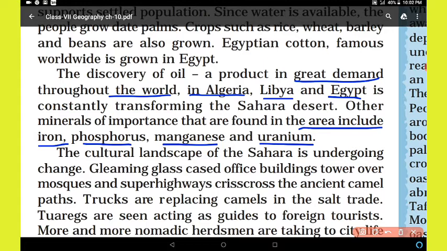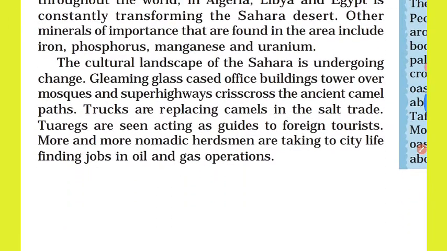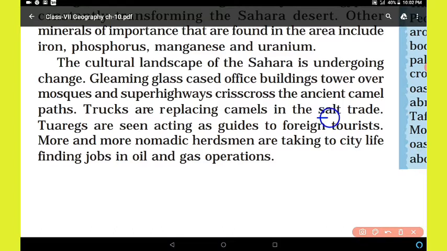The cultural landscape of the Sahara is undergoing change. Gleaming glass-cased office buildings tower over mosques and superhighways crisscross the ancient camel paths. Trucks are replacing camels in the salt trade. So the salt trade is done by trucks. This is the modern means of transport. Earlier it was done with camels.